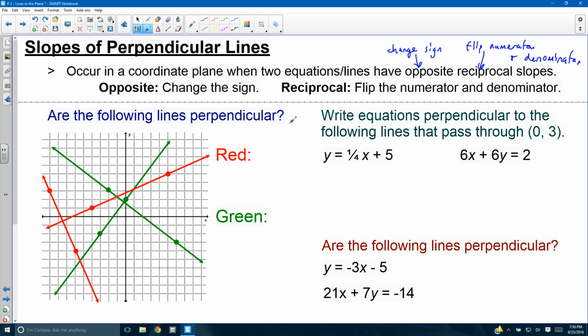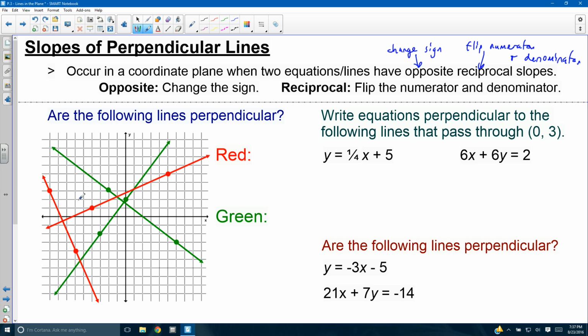Okay. If a slope is 1/2, its opposite reciprocal slope is -2/1 or -2. These are perpendicular to each other. In fact, we might be doing a graph that has 1/2 and -2 on it. That's an example of it. So change the sign, flip the numerator and denominator.